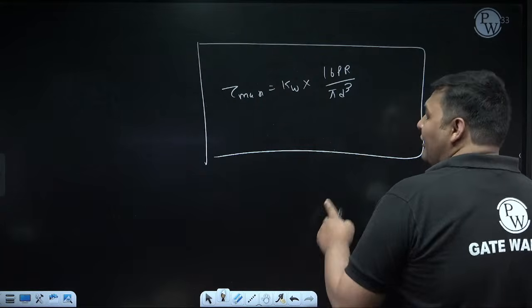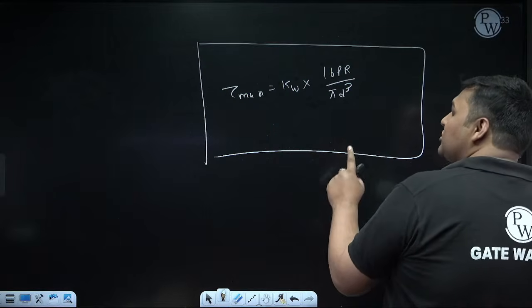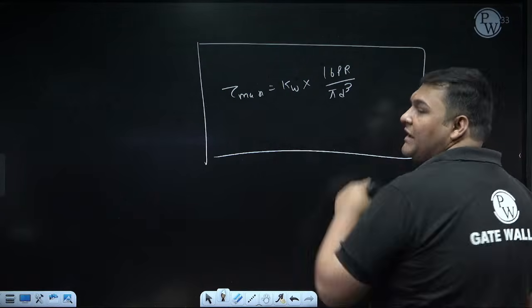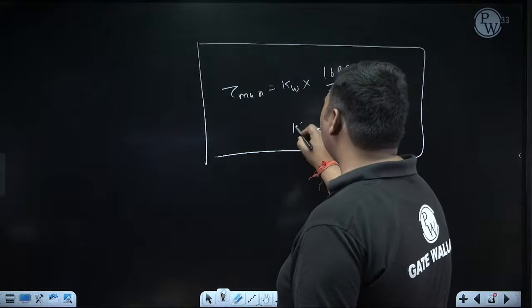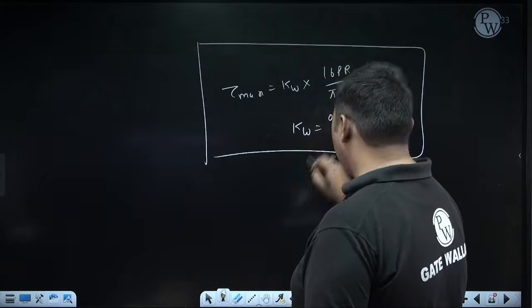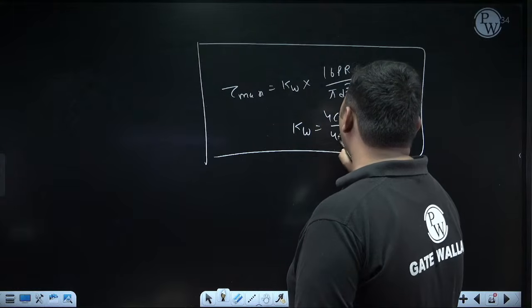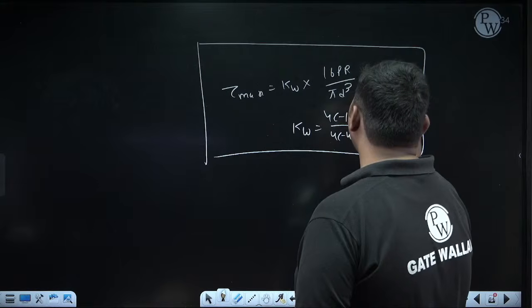In this, if you want to consider direct shear only, multiply this. And if you want to consider direct shear also, curvature effect also, then multiply Kw. And if Kw is given, good. Otherwise, the formula to calculate Kw is (4c minus 1) upon (4c minus 4) plus 0.615 upon c.